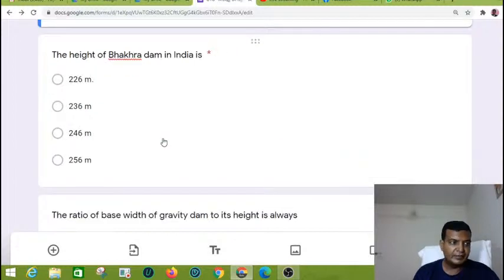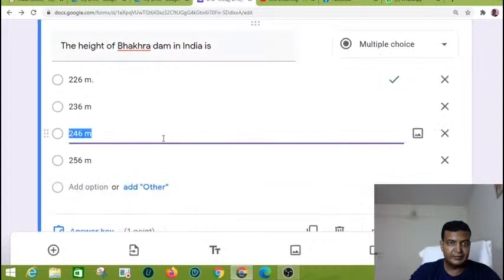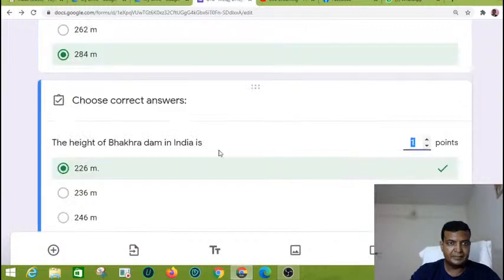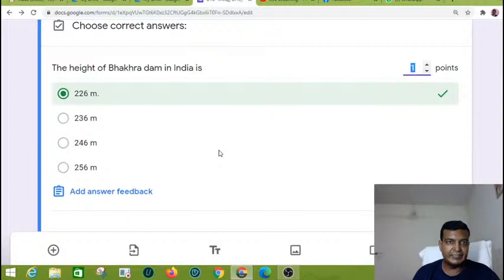Height of Bhakra Dam is 226, 36, 46, 56. It must be 226 meter. So let us check. It is 226 meter.